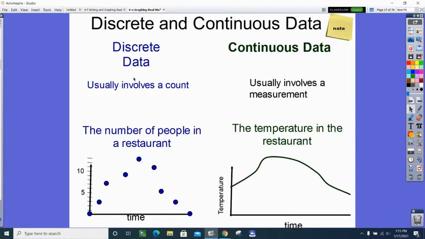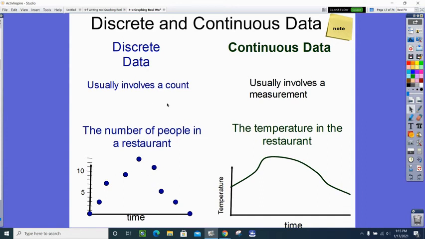So let me just give you a couple pictures before we go back to Ava to decide what we're going to do there. So discrete data usually involves a count. So like the number of people in a restaurant. So I check it at 10 o'clock and I check it at 11 and I check it at 12. Boom, boom, I'm jumping from the number of people. There wouldn't be numbers in between. There wouldn't be 12.4 people in the restaurant or something like that. So this would be discrete.